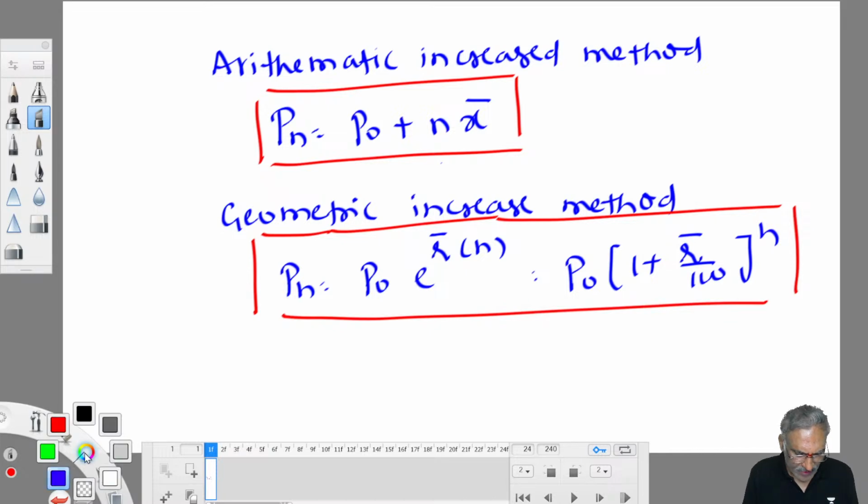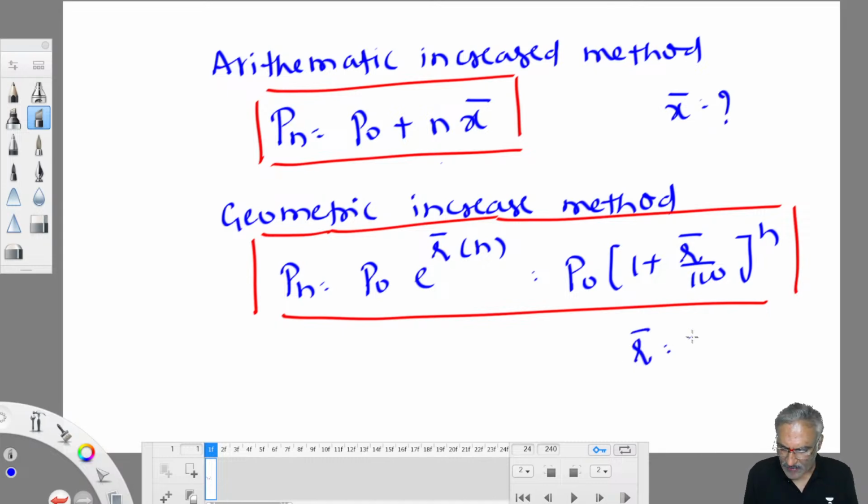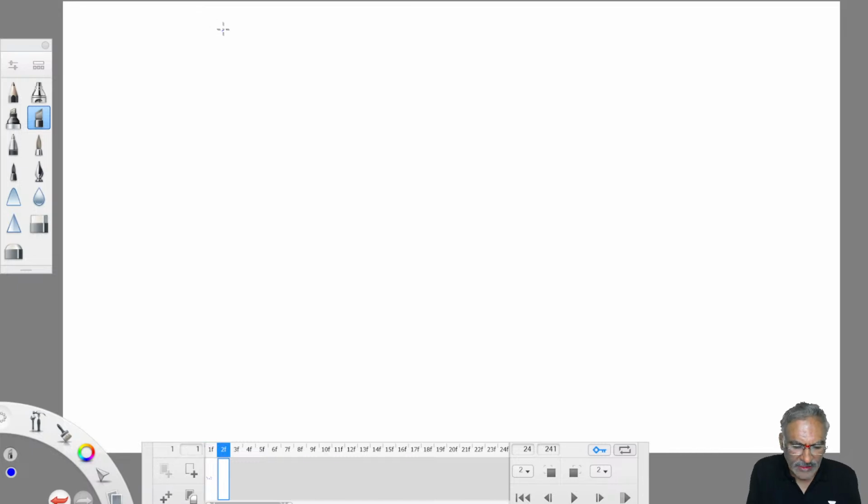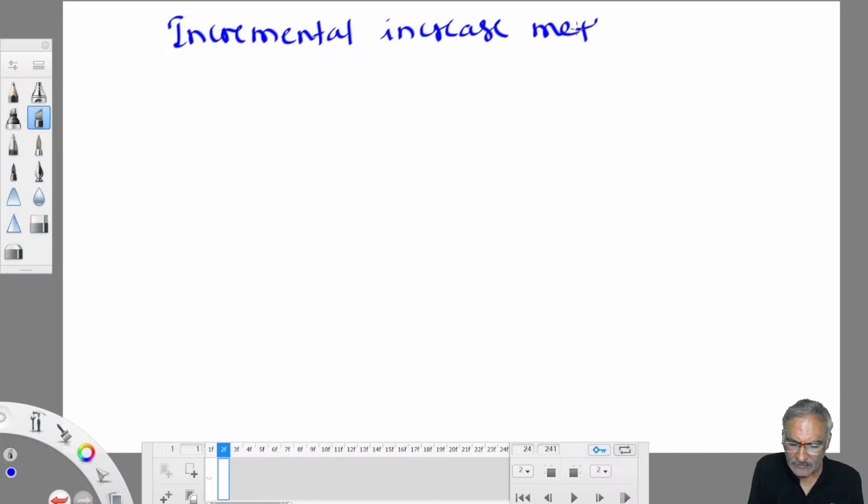So when you are working out a problem by the arithmetic increase method using census data, you have to work out X bar. When you are using the geometric increase method using census data, you have to work out R bar. That's it. Nothing is there beyond this. Then let us see the third method, the incremental increase method.